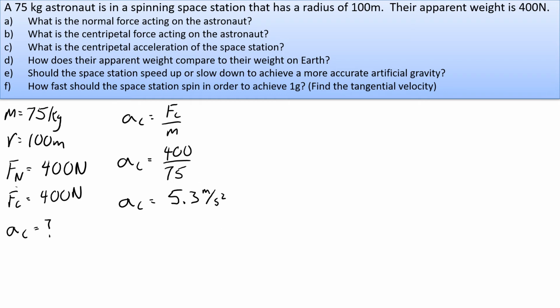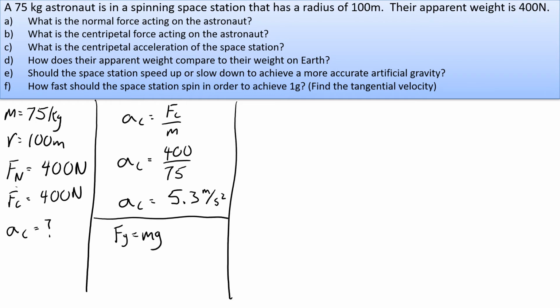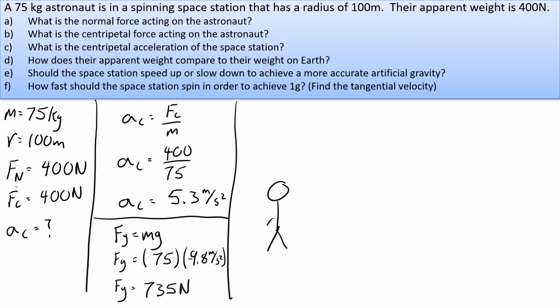Part D says, how does their apparent weight compare to their weight on Earth? Well, first we have to figure out what their weight on Earth is. So I'm going to do it down here. Still this good old formula, we're looking for what their weight on Earth would be. So now we can use that 9.8 meters per second squared. And if you want, you make it negative to say the weight is pointing in that direction. So on Earth, this person is 735 newtons. Normally, when they're standing on the surface of Earth, they feel 735 newtons pushing back up on them, supporting them.